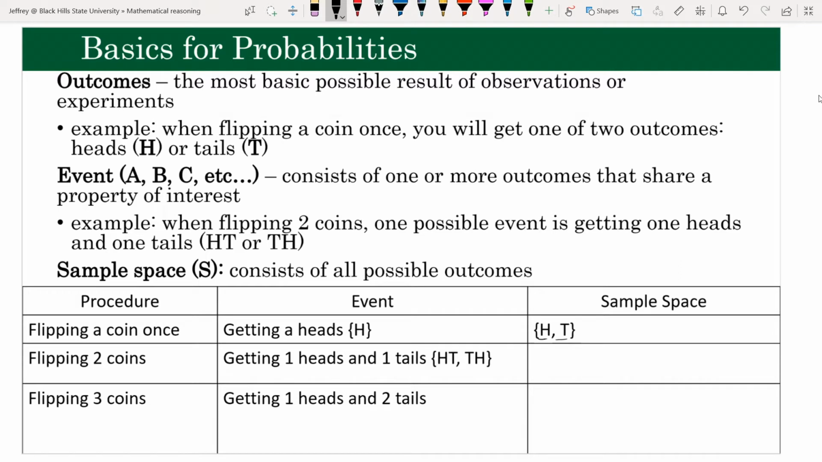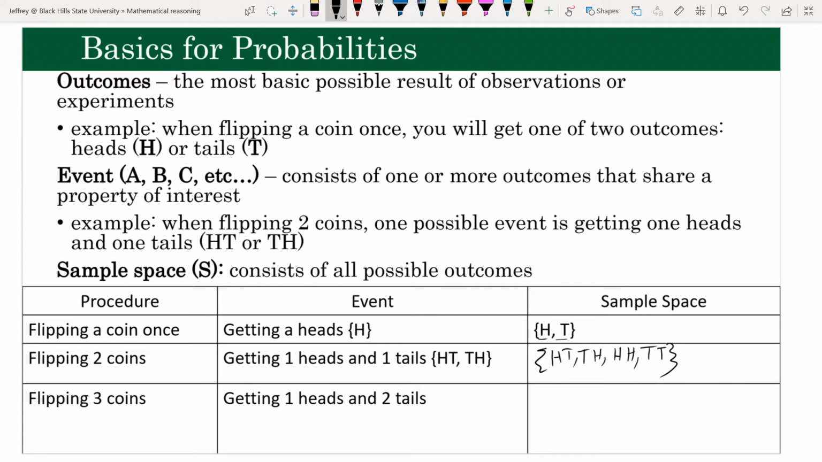What if we flip two coins? Well, there are two ways that can happen for getting one heads and one tails. We have heads tails and tails heads. But if we list out the entire sample space, we end up having those two that we just mentioned, heads tails, tails heads. We can also have heads heads. And then lastly, we have tails tails. So it turns out that there are, in fact, four different possible outcomes for flipping two coins.